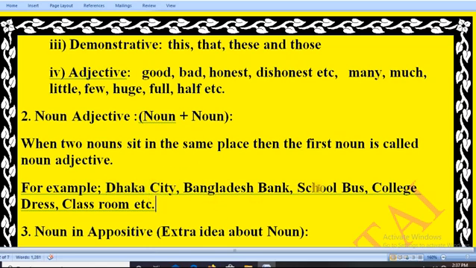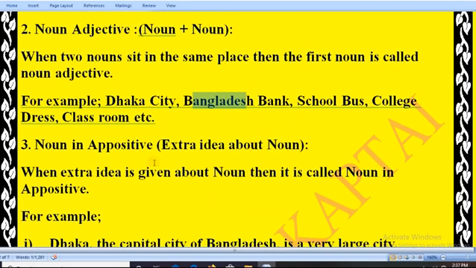Okay, Bangladesh Bank. Here bank is also a noun. Bangladesh is also a noun. That's why here Bangladesh is noun adjective. I hope you understood. Okay. Noun in apposition. What is noun in apposition? Here I have written in short form: extra idea about a noun. That means the noun which gives an extra idea about a noun. When an extra idea is given about a noun, then it is called noun in apposition.